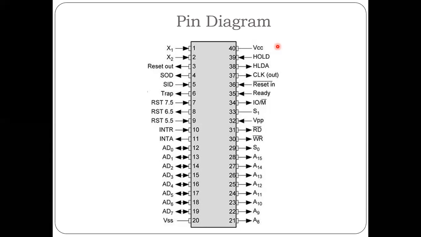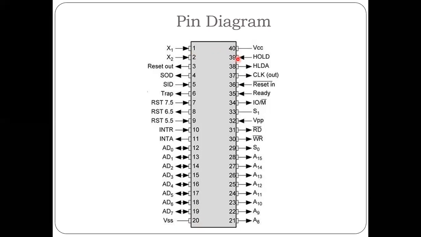First the power supply, that is VCC, which is the 40th pin, and VSS, that is ground, which is the 20th pin. The 8085 works on a plus 5 volt power supply.